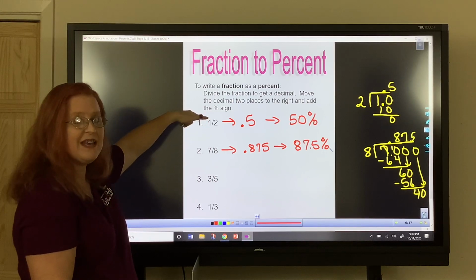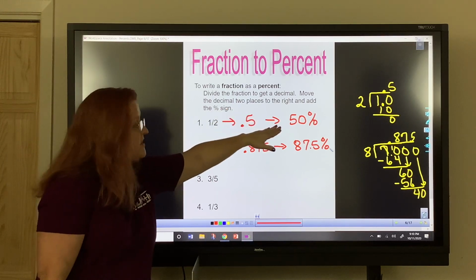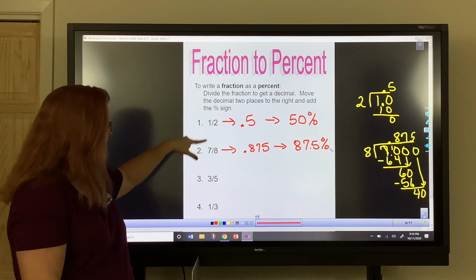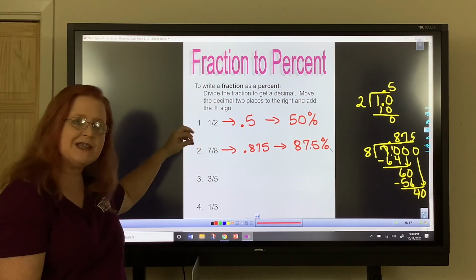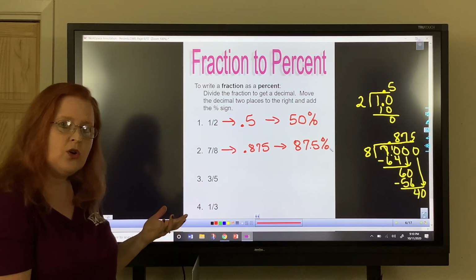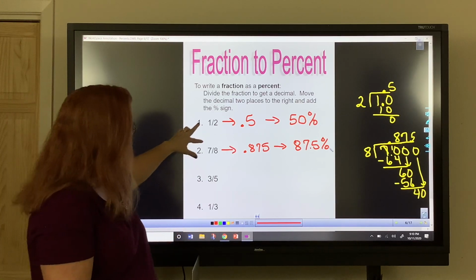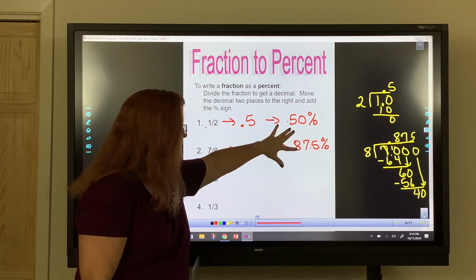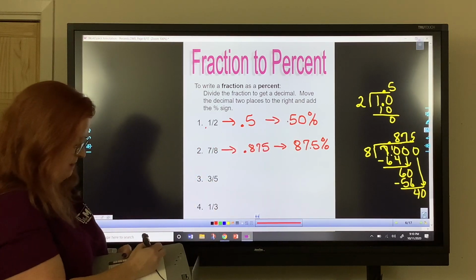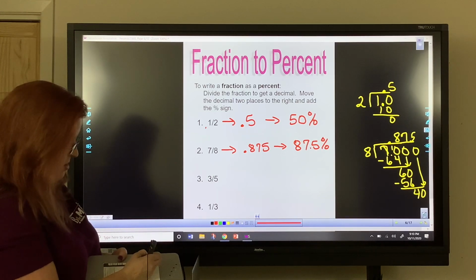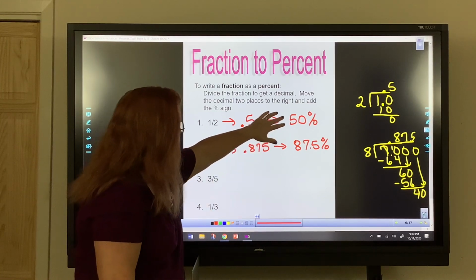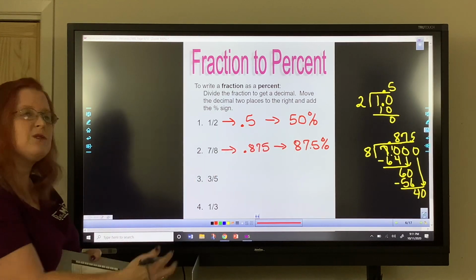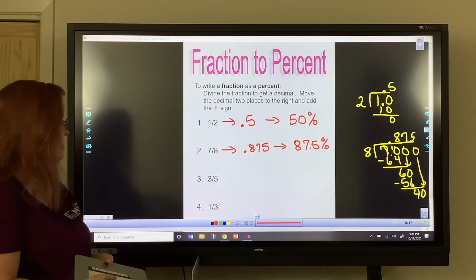Now, I want to point out something. Look at half. We know that half is 50%. We also now know that 7/8 is 87.5%. Looking at fractions, sometimes it's hard to tell which one is larger in value. Whenever you convert to the percent, you can easily tell, without me marking on the screen, that 50 is less than 87.5. And so it makes comparing the numbers a little easier.